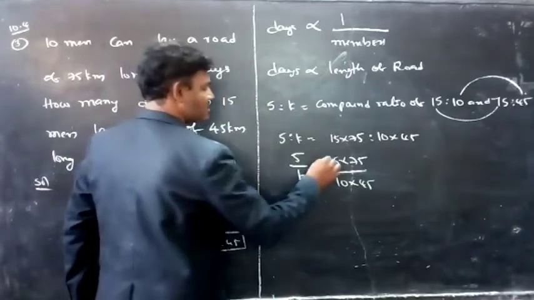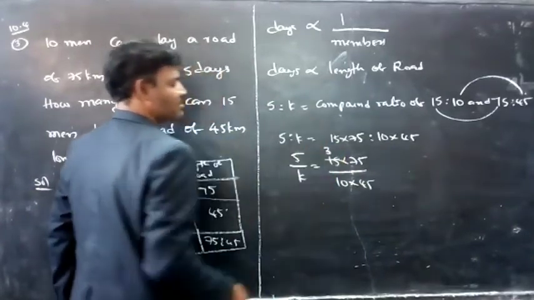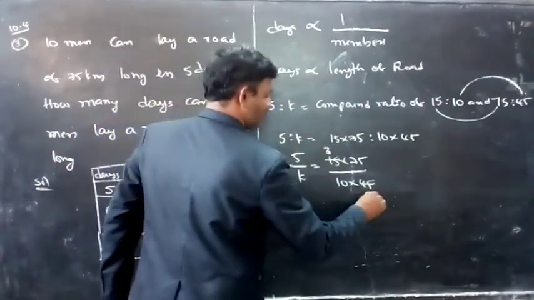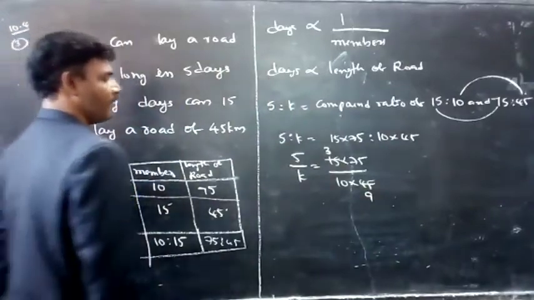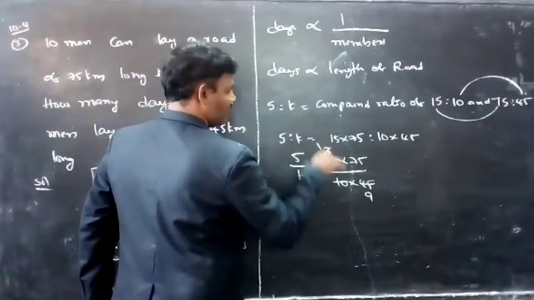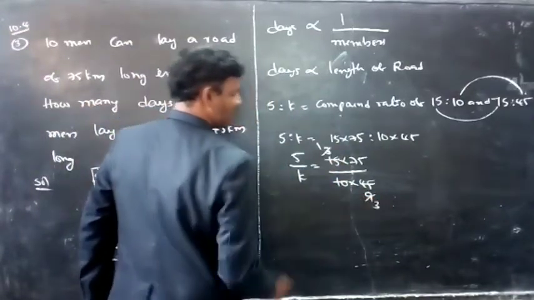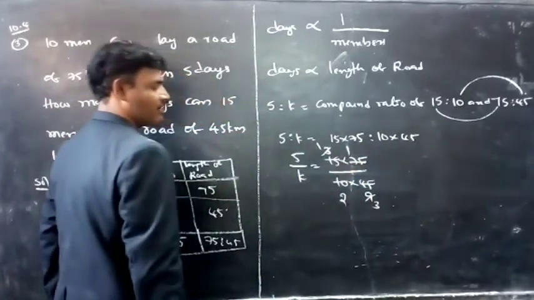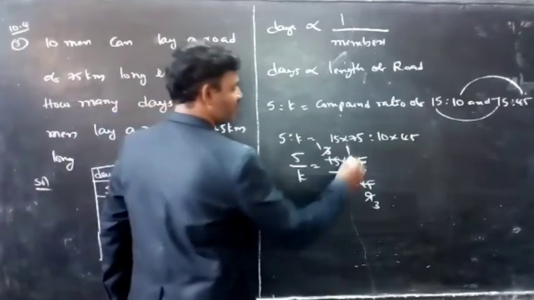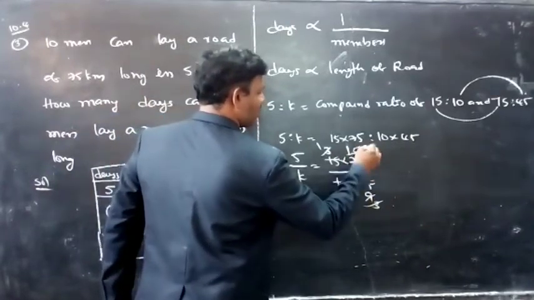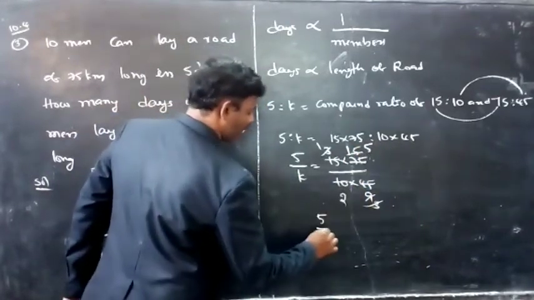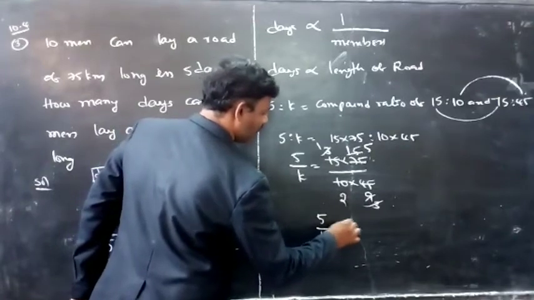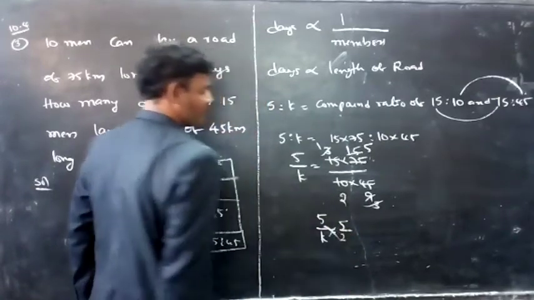Any calculations here? 5 3s are 15. 5 9s are 45. 5 2s are 10. 5 1s are 5, remaining 2 and 25. So 5/k is equal to 5/2.